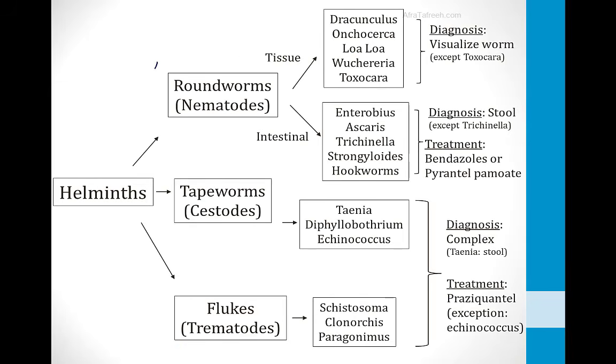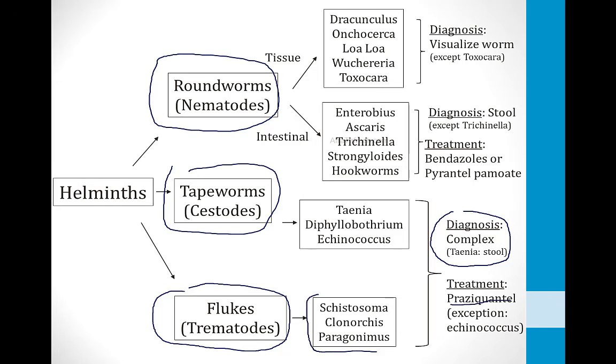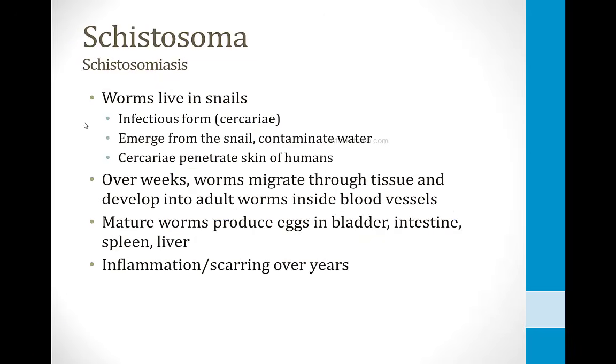So back to our overview. Now we've gone through all of the roundworms and all of the tapeworms, and I'm going to finish this module by discussing the flukes or trematodes. And just like with the tapeworms, the diagnosis is complex and fairly low yield to worry about, but the treatment is praziquantel for all three of the flukes that we're going to discuss. The first fluke is schistosoma, which causes schistosomiasis.